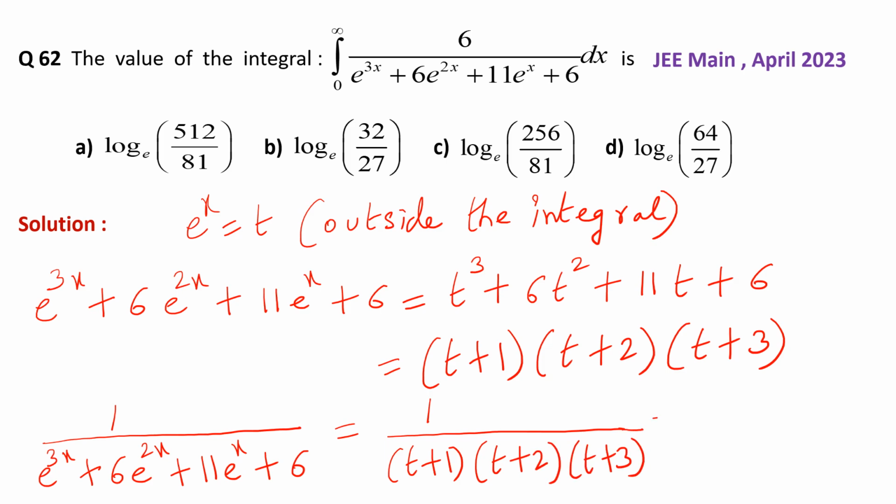And by using the concept of partial fractions, we can further write this as a upon t plus 1 plus b upon t plus 2 plus c upon t plus 3, where a, b, c are three real numbers. Now students, we will find the values of a, b and c, and then we will rewrite the expression inside the integral sign. Now we move further.